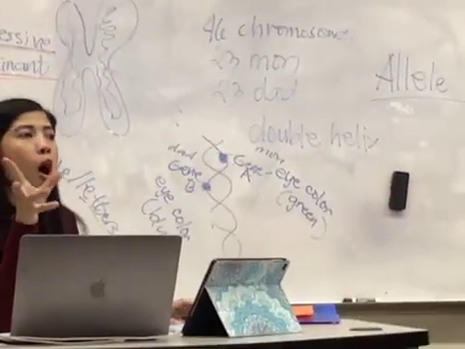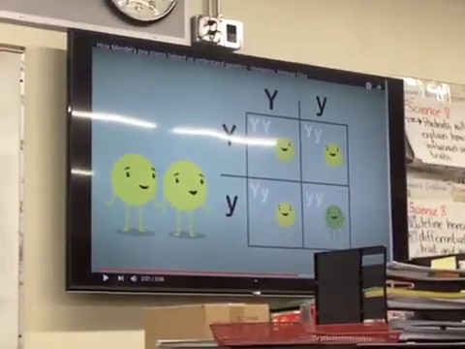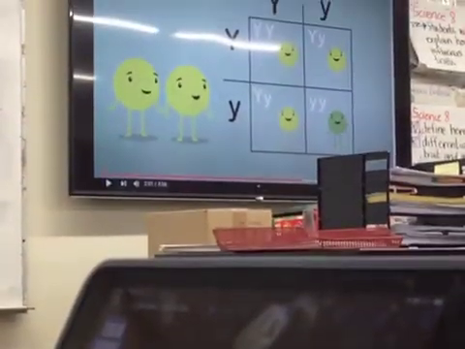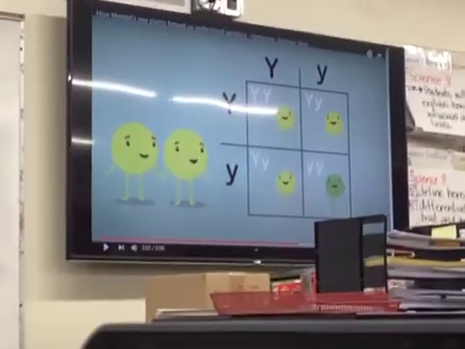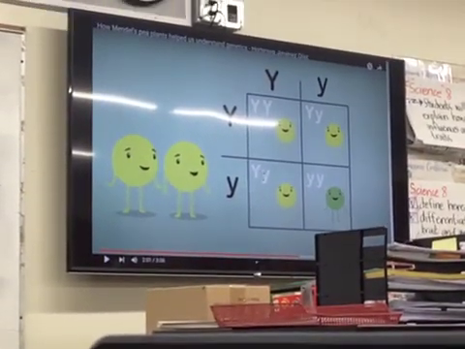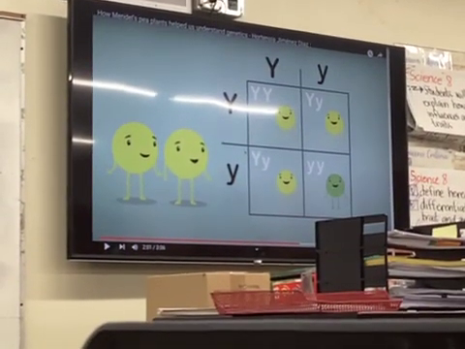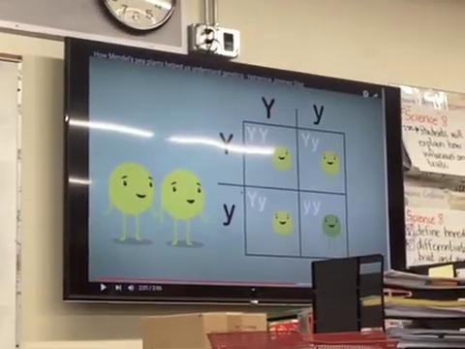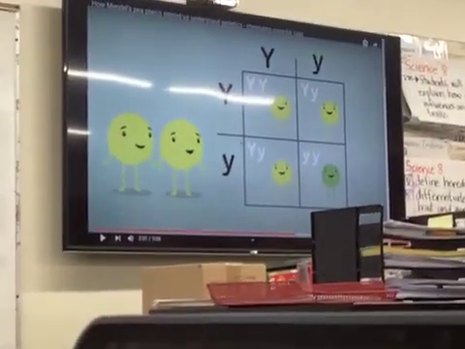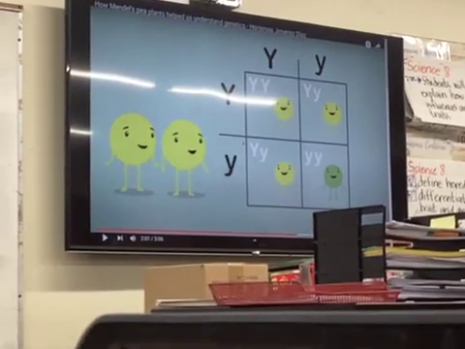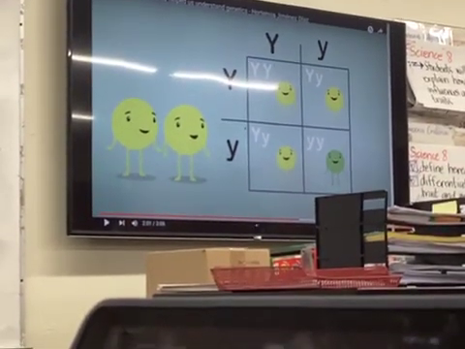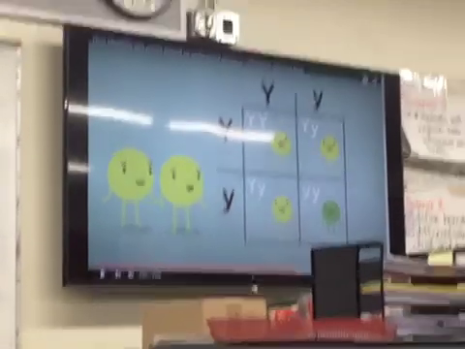What is the phenotype of a mixed capital letter Y and a small letter y? Elvin? Yellow. It's going to still be yellow. The small letter y is green and the capital letter Y is for yellow. Why is it going to be yellow? Leo? Because yellow is dominant. Very good. Class, do we understand this?